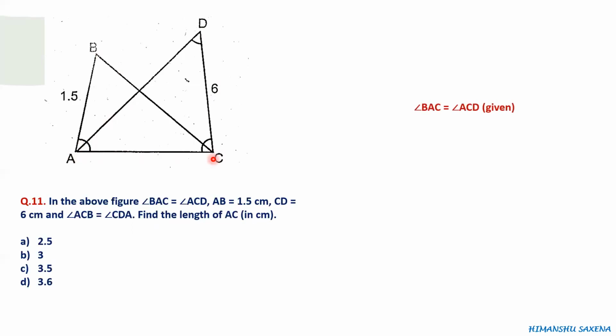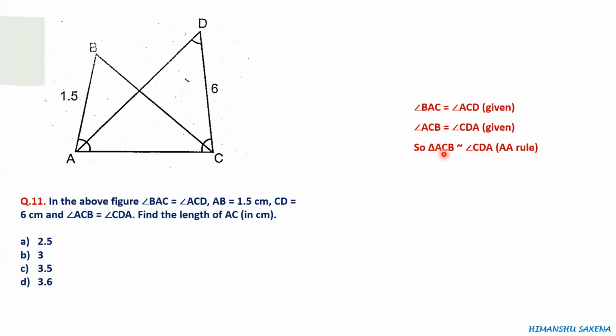Now we have been given BAC equal to ACD. This is given. Also ACB is equal to CDA. This is also given. So these two triangles, ACB and CDA, are similar triangles as per the AA rule, the angle rule. These are two similar triangles because two angles are equal. Now the order in which these vertices are written is very important, right?